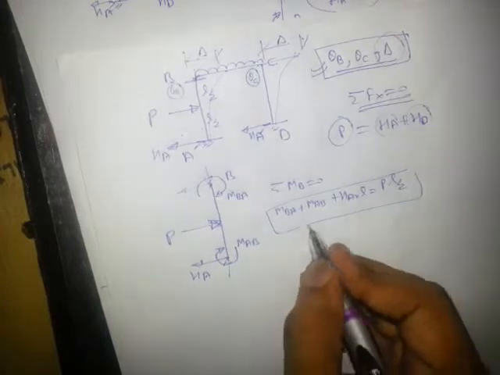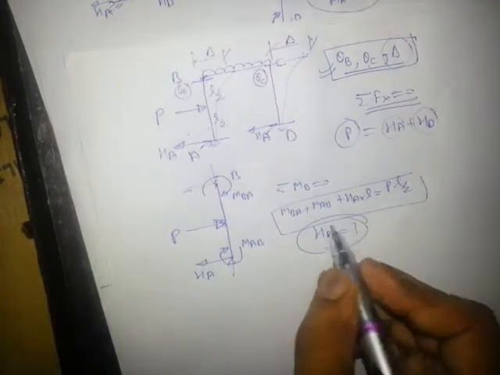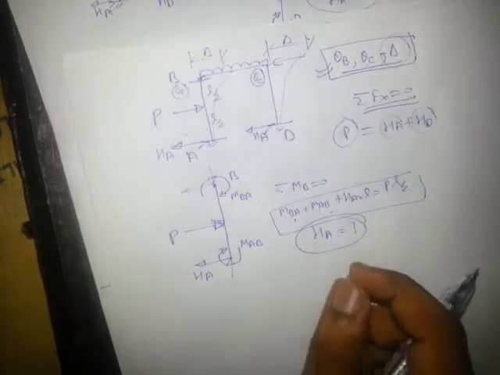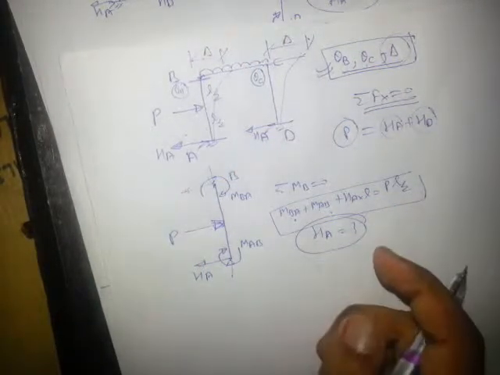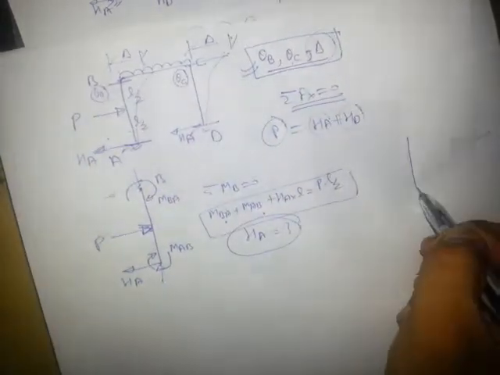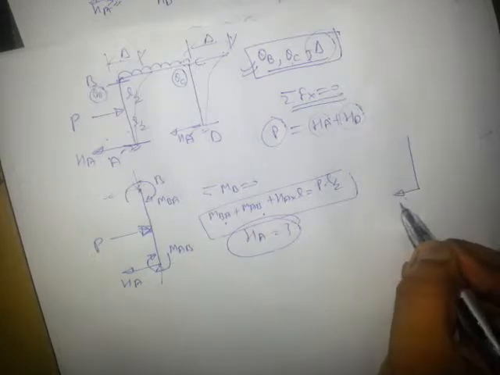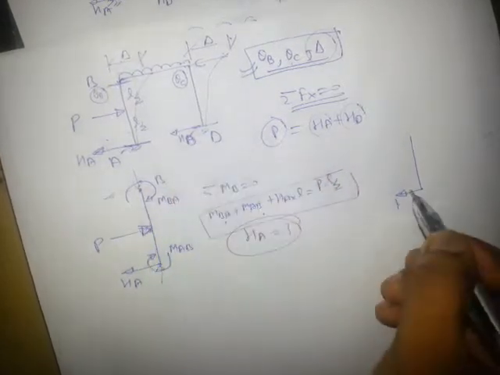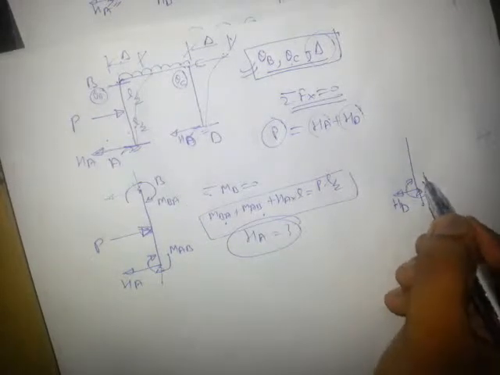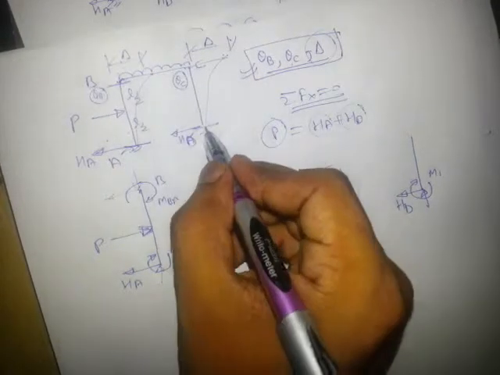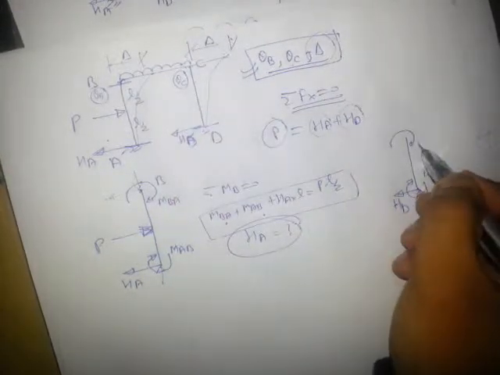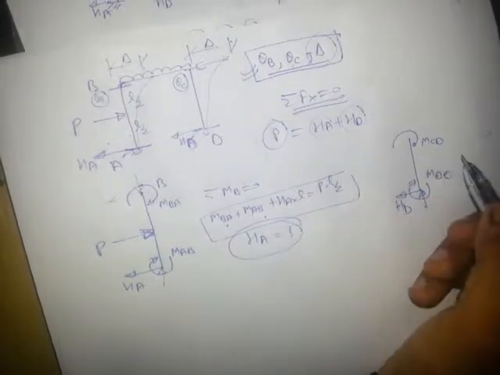From this we can calculate HA in terms of MA and MB, and MA and MB are already known, right? Or in terms of theta and delta, right? Similarly, from this we can calculate MB. This is HD. One will be like this. We have assumed all moments as clockwise, so MDC, and this is also clockwise, MCD, right?